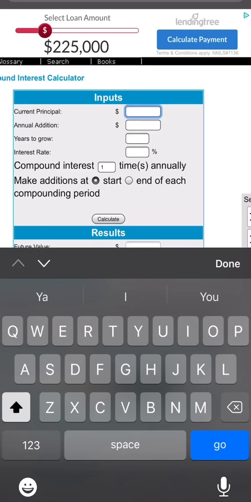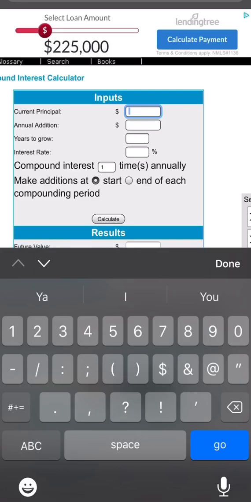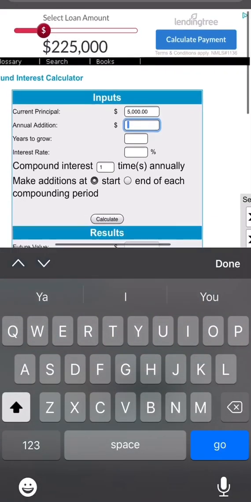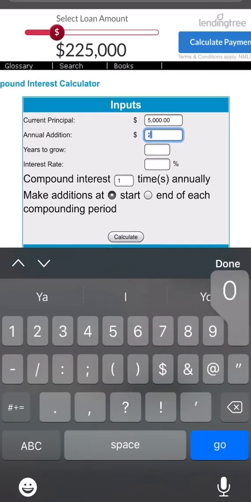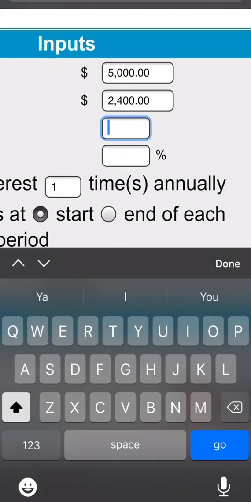So current principal right now, the first person we'll start off with is a beginner. So we'll just say you have $5,000, right? Annual addition. So let's just say you can only put in $200 per month, right? So that's going to be $200 a month times 12 months because it's annual addition. So that's $2,400 per year.